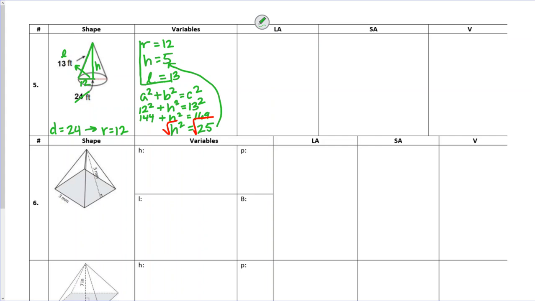Alright, now that I have all of my variables, I can use my formulas and figure out my LA, SA, and V. So again, LA, pi, R, L. Substitute your numbers. Pi times 12 times 13. Skip your pi, type in your numbers, and you get 156 pi.